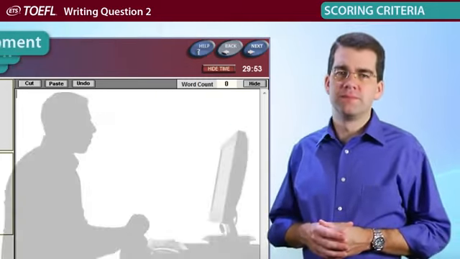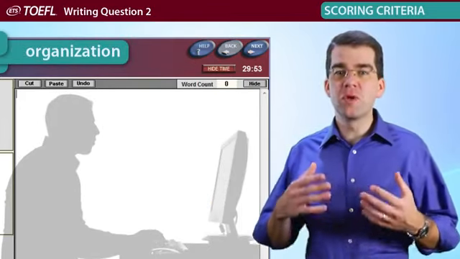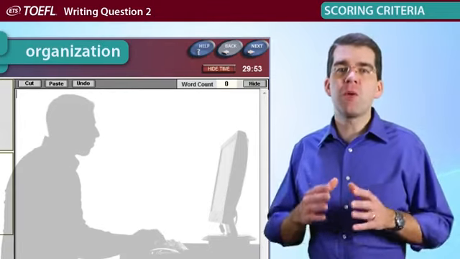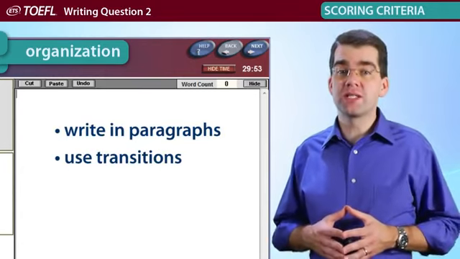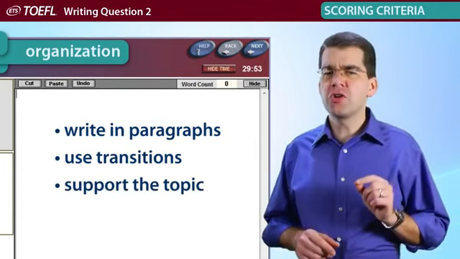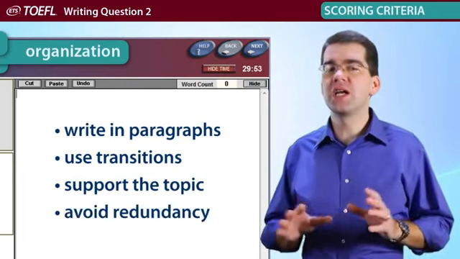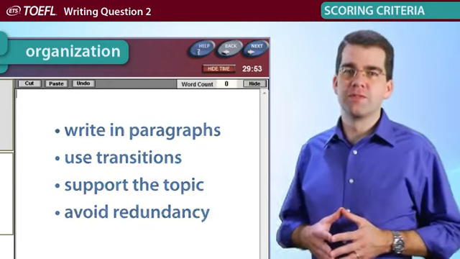Second, organization. This basically means a reader can read your essay from beginning to end without becoming confused. You can help the reader follow your ideas by writing in paragraphs and using good transitions. Also, make sure your support points all relate clearly to the topic, and avoid redundancy, which is saying the same things over and over, just using different words.